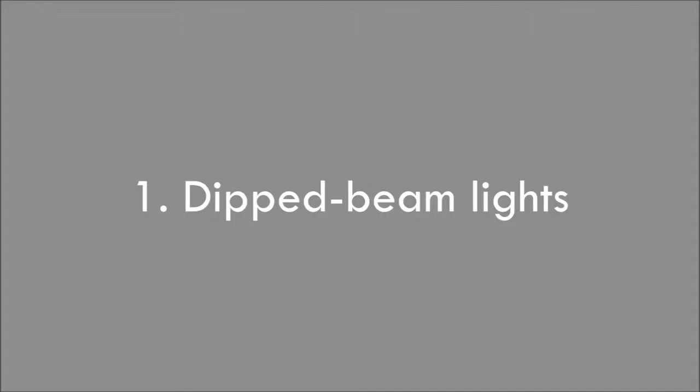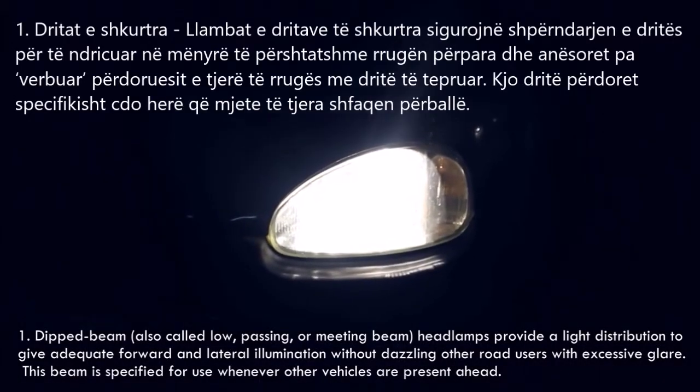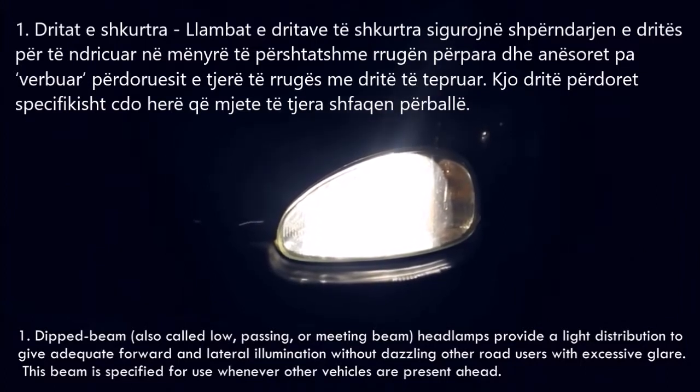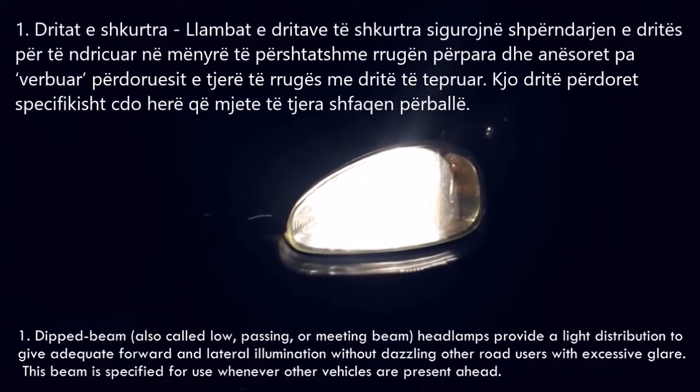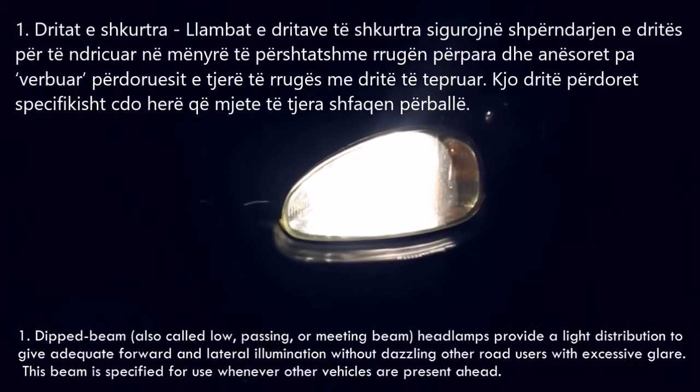The low beam lights. Also called dipped, passing, or meeting beam. Headlamps provide a light distribution to give adequate forward and lateral illumination without dazzling other road users with excessive glare. This beam is specified for use whenever other vehicles are present ahead.